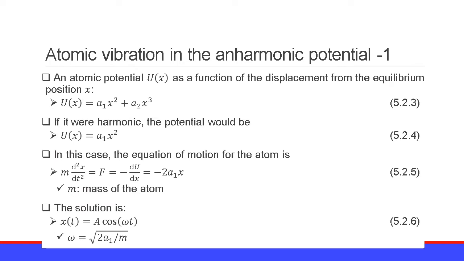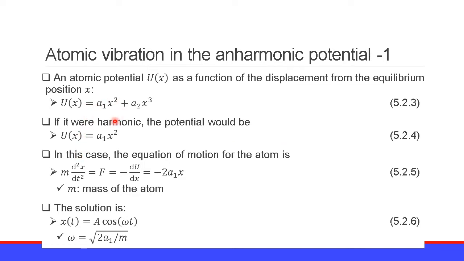Here, let us argue how the anharmonic potential disturbs the propagation of the lattice wave. The base of the argument is almost the same as the cause of the thermal expansion. So let us consider an atomic potential U(x) which could be approximated by second and third order polynomials. Equation 4.2.4.